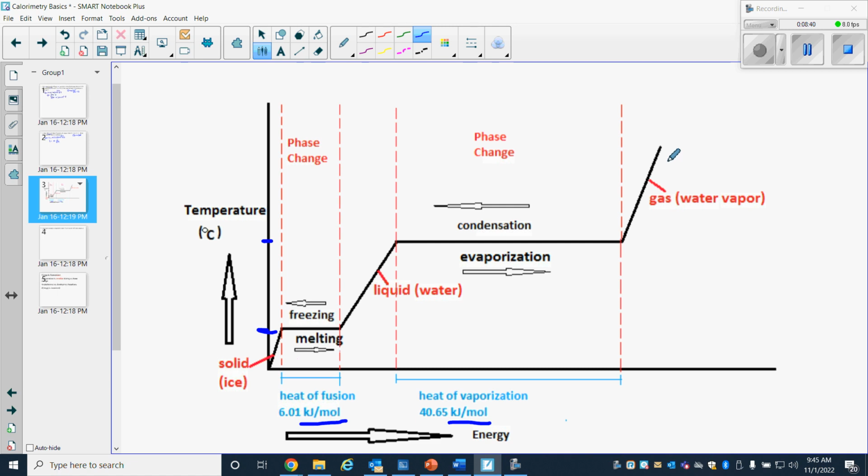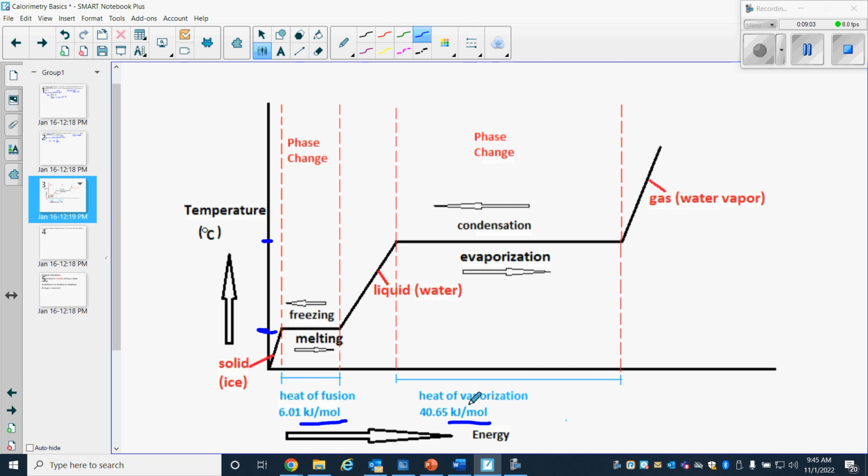And this works heating, reading it from left to right. This also works cooling, reading it from right to left. One thing to note, if we are cooling, it is losing heat instead of gaining heat. So the heat of fusion and heat of vaporization values are going to be the same number, but negative if we are cooling the system down.